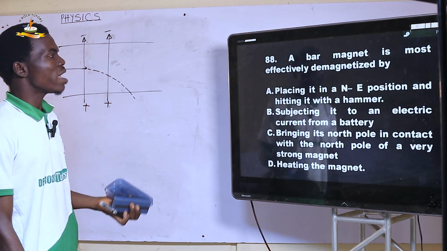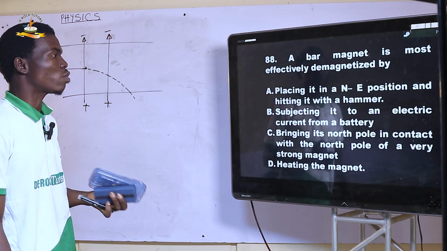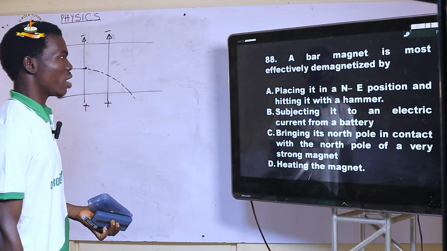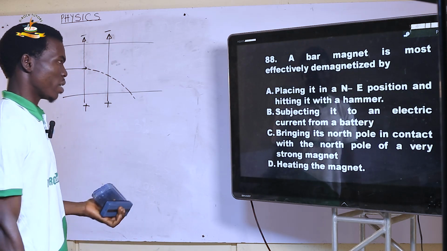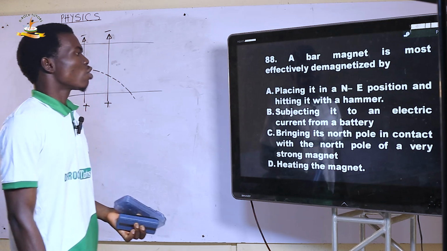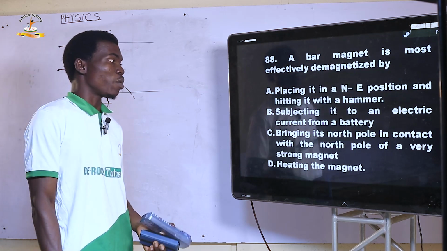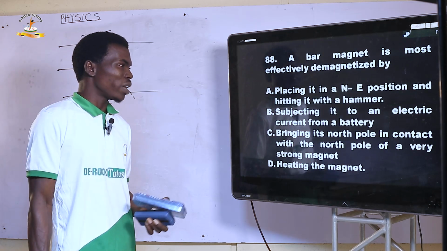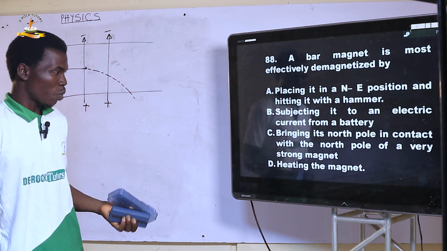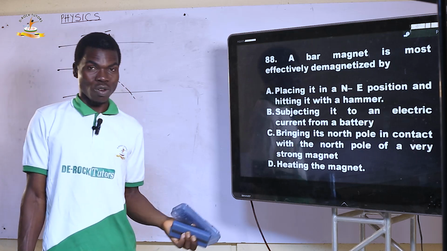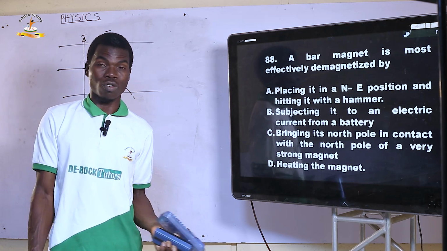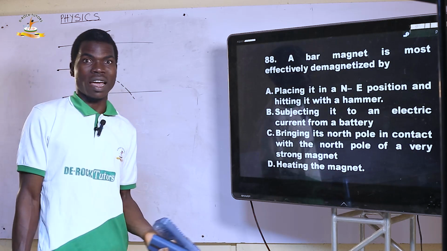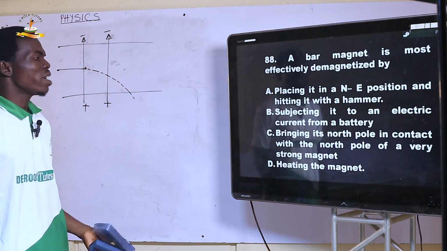A. Placing it in a northeast position and hitting it with a hammer. No, you don't place it in a northeast position, and that will not demagnetize the magnet. B. Subjecting it to an electric current from a battery. No, that will not do that. C. Bringing its north pole in contact with the north pole of a very strong magnet. That will just result in a repulsion. It's not going to demagnetize the magnet.